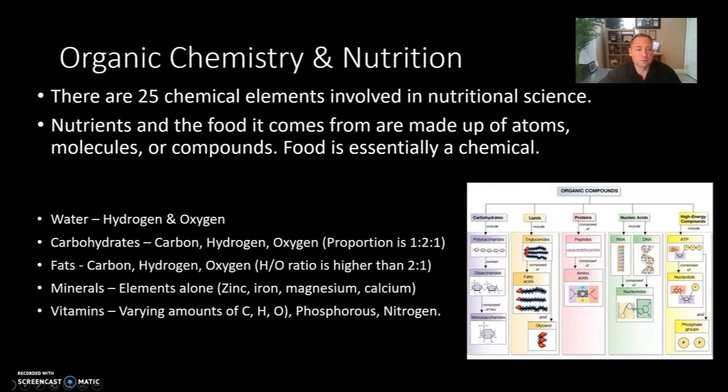So let's look at all of the nutrients that are needed by the human body and how they're broken down chemically. So water, made up of hydrogen and oxygen, good old H2O. Carbohydrates, CHO, or carbon, hydrogen, and oxygen. The proportion is always 1 to 2 to 1. Fats, carbon, hydrogen, and oxygen, but this time the hydrogen-oxygen ratio is higher than 2 to 1, different from carbs. So it's got more hydrogens in it.